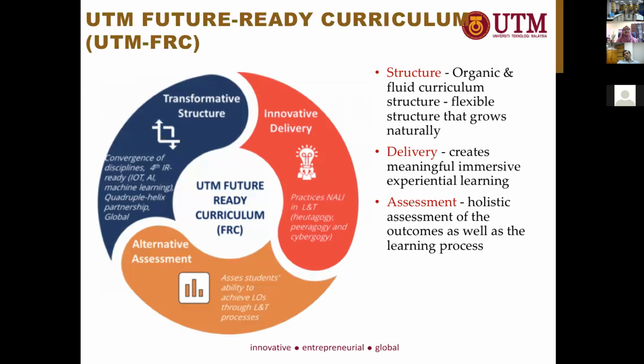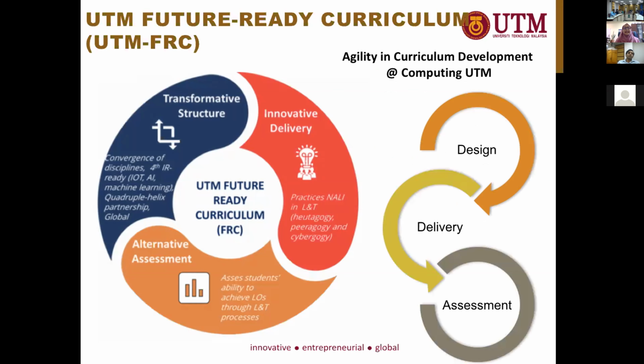So the UTM future ready curriculum is based on three things, which are transformative structure, convergence of disciplines, 4IR, IoT and things like that, innovative delivery, okay, creating meaningful immersive learning experiences for students, and then assessment, where we are looking at more holistic assessment rather than only conventional assessment. So again, agility helps in the design, delivery, and assessment of a curriculum structure.